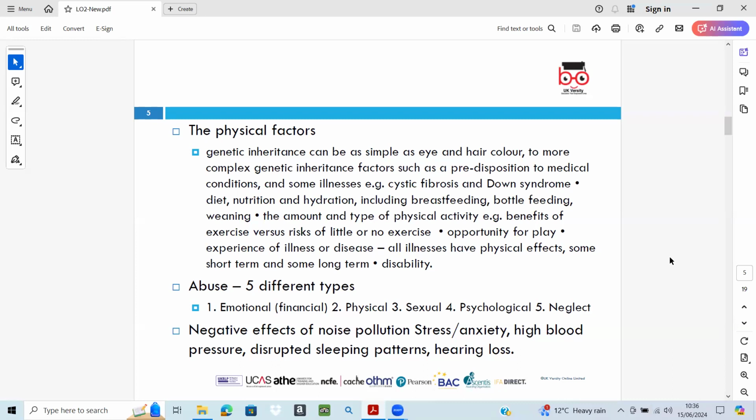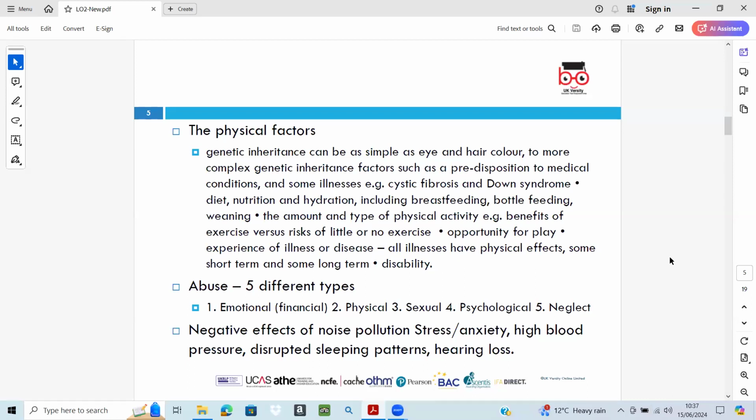Then some inherited conditions have medical effects as well. So we can say that Down syndrome and cystic fibrosis both profoundly impact a person's physical and developmental health, and could be inherited.